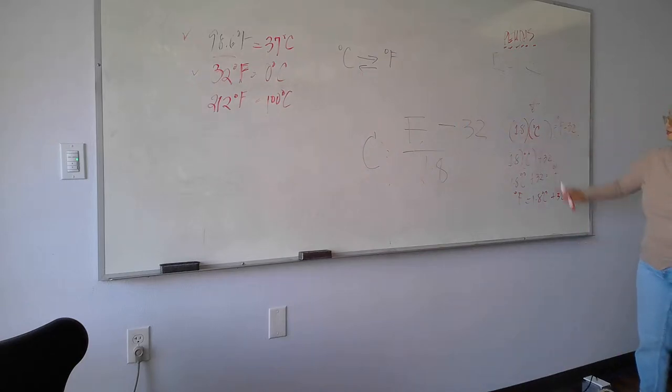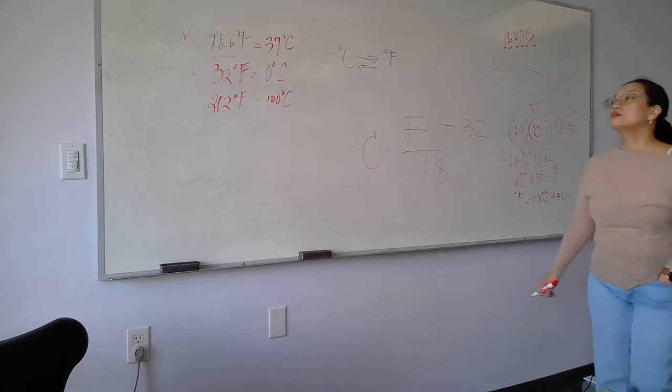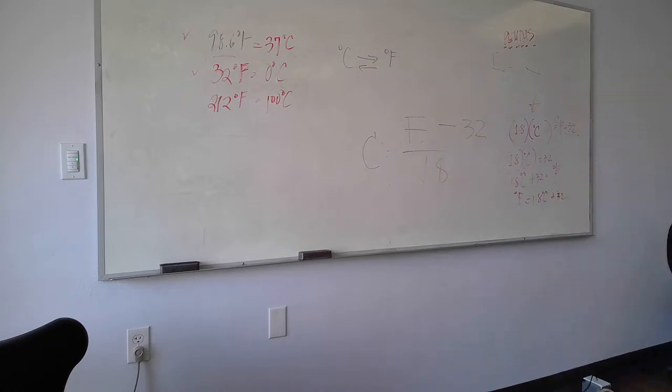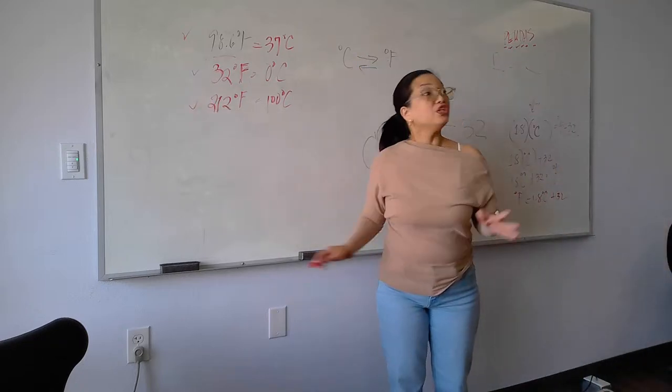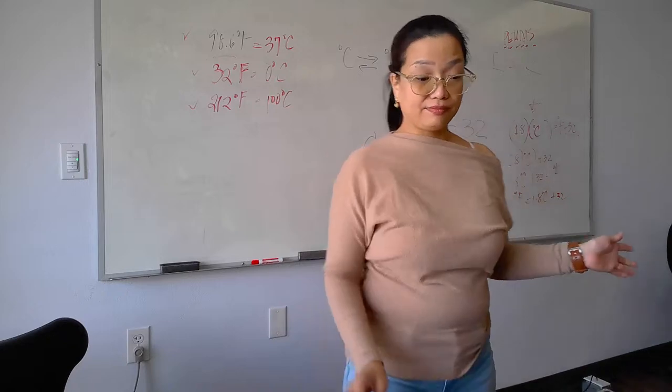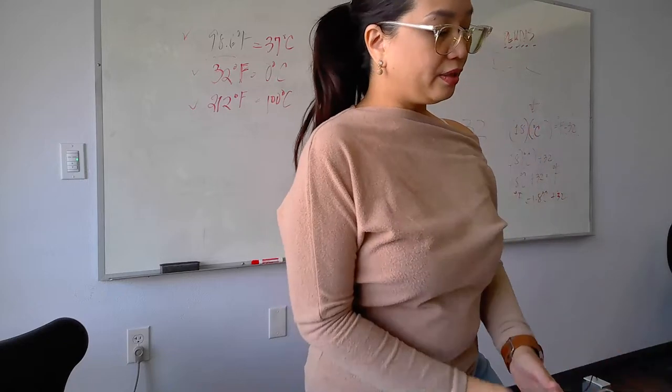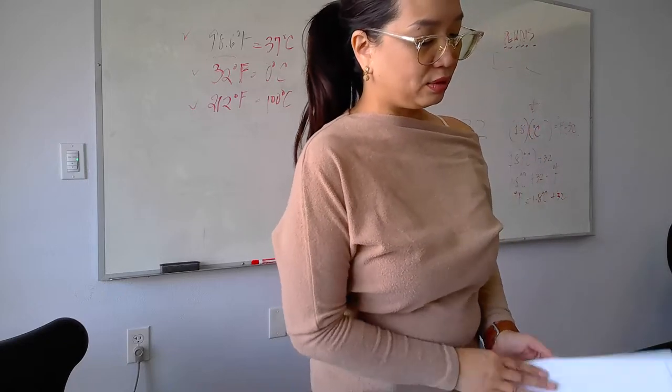1.8 times 100. 1.8 times 100 is? Plus 32 is? What's the answer? 212. No, another one. Is that clear? You just plug it in the formula. Okay. Any questions? We'll do some in-class work.